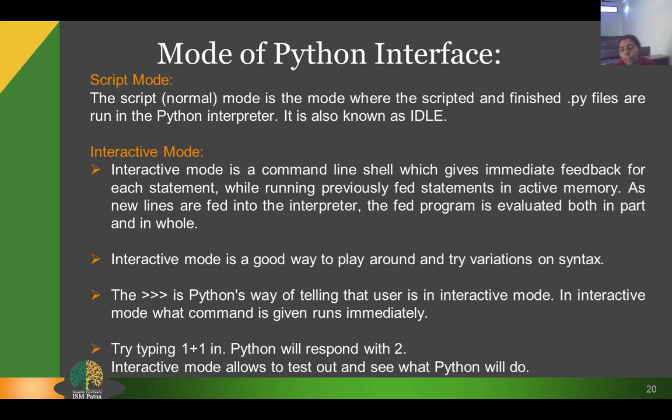If you want to execute 1 plus 1 in Python, you just type 1 plus 1 and press enter. Once you press the enter, you will get the response with 2. So, interactive mode is very much interactive, and script mode is used to write the script and save it in .py files. So, students, this is how we can use Python environment.